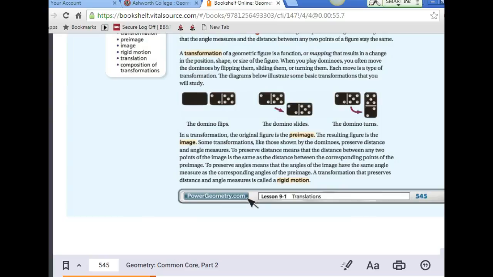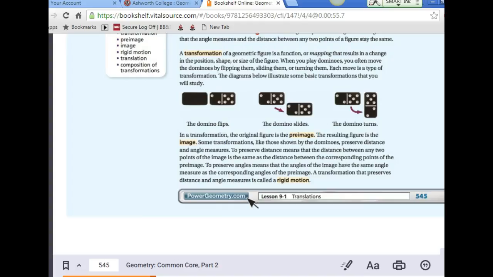Hello, we're trying to get ready to work problem 1. This is in lesson 9-1 of your Geometry Part 2 textbook found on page 545 and 546. The actual problem is on there, but I wanted to show you this real quickly.